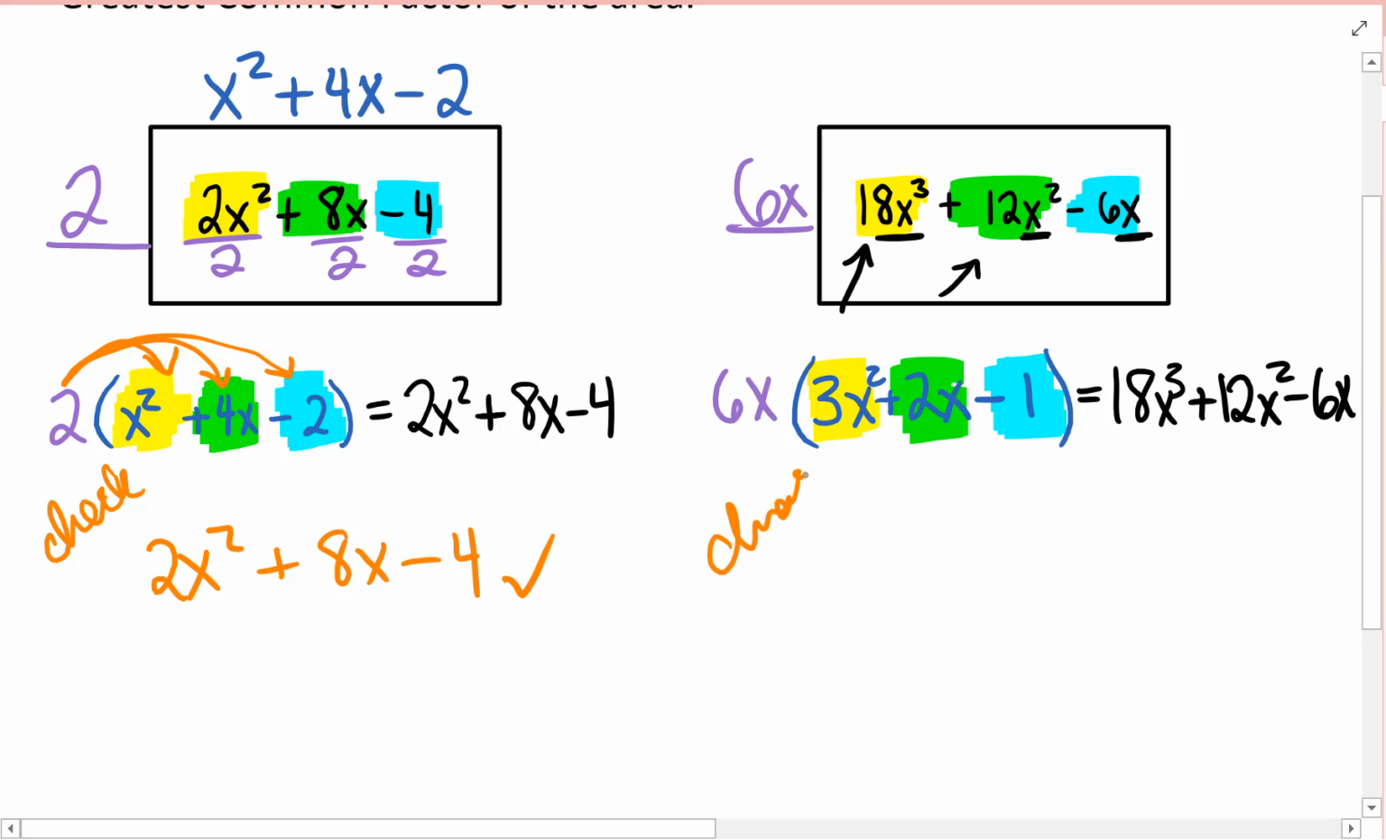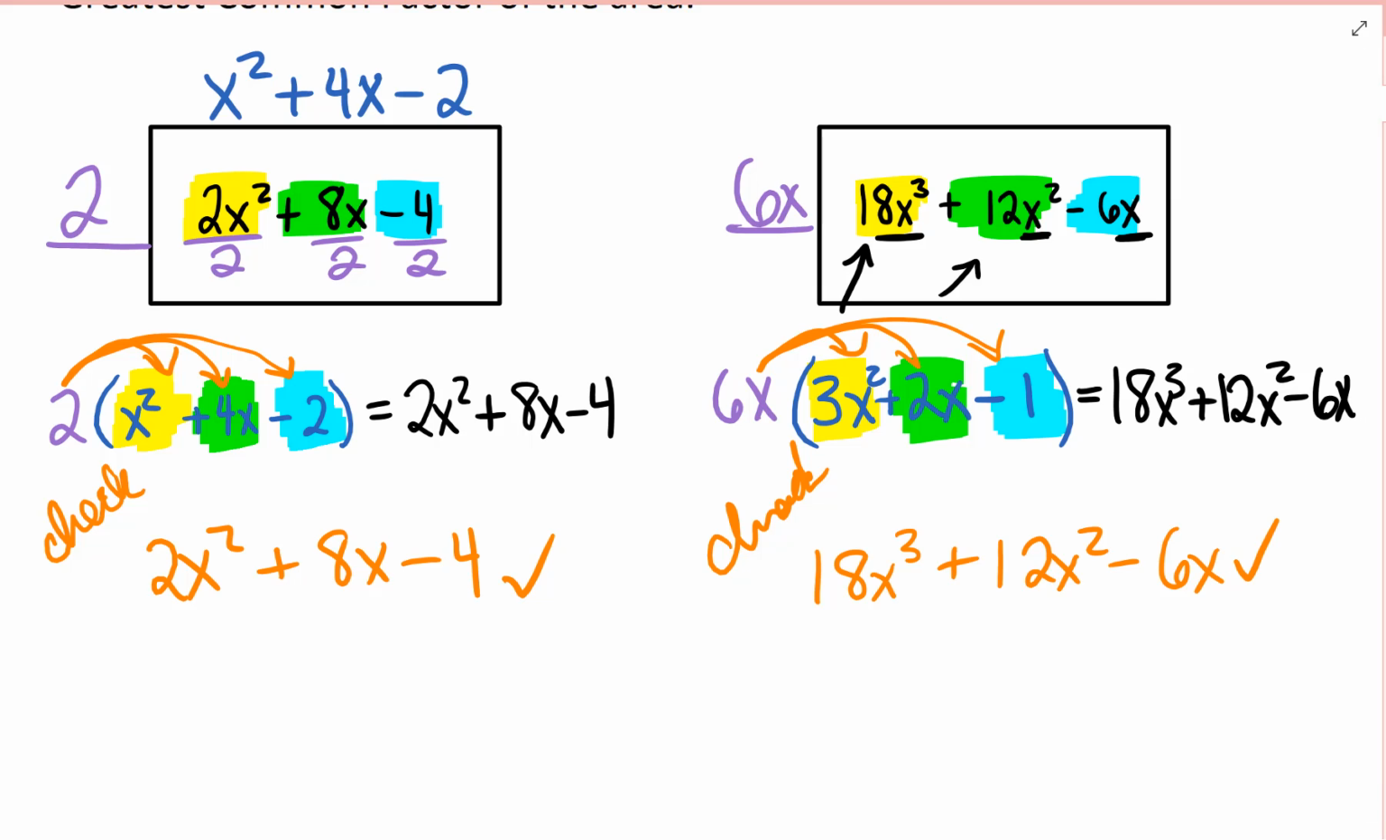It is time to check, and you must do this every time. 6x times 3x squared. 18 times x times x times x, so that would be 18x cubed. 6x times 2x would be 12, and there's x times x, so that is x squared. 6x times negative 1 is negative 6x. And that's our area. So the width of this rectangle should be 6x, which is our GCF, and the length is 3x squared plus 2x minus 1.